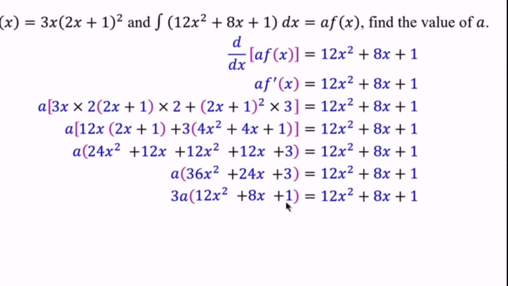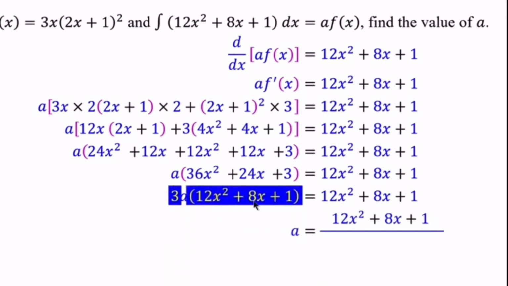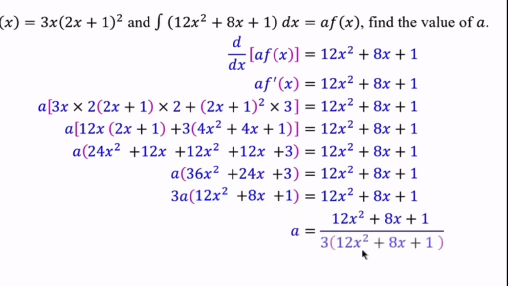Okay, so then we can say that the 3a is actually equal to 1, right? So we can actually cancel out the factor. So finally we will get the answer a, which is just 12x squared plus 8x plus 1 divided by 12x squared plus 8x plus 1. So hence we can say that the answer for a is 1 over 3.